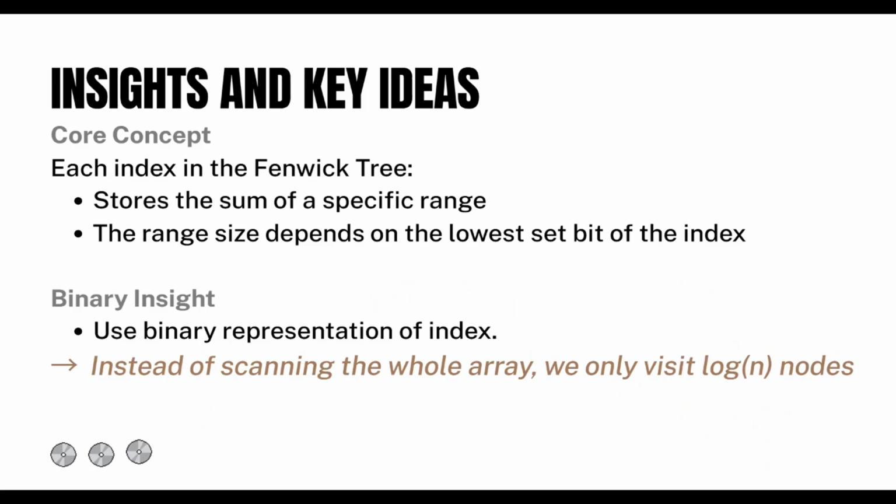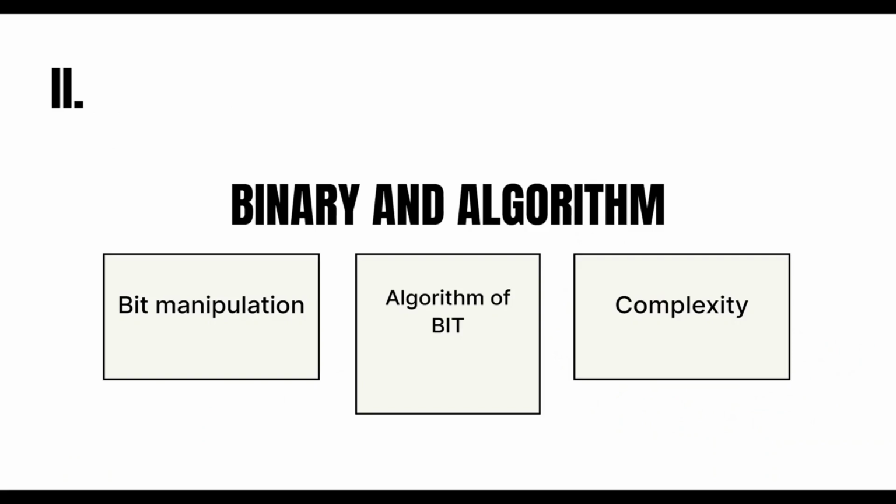The key ideas of the Fenwick tree. The first one, let's talk about the core concept. The core concept is that each index in the Fenwick tree stores the sum of a specific range. The range size depends on the lowest set bit of the index. The approach of the Fenwick tree is the binary insight. It uses the binary representation of the index of each node in the tree. So instead of scanning the whole array, we only visit log n nodes. Next is the binary and algorithm, and I will hand over to my teammates to continue the presentation.